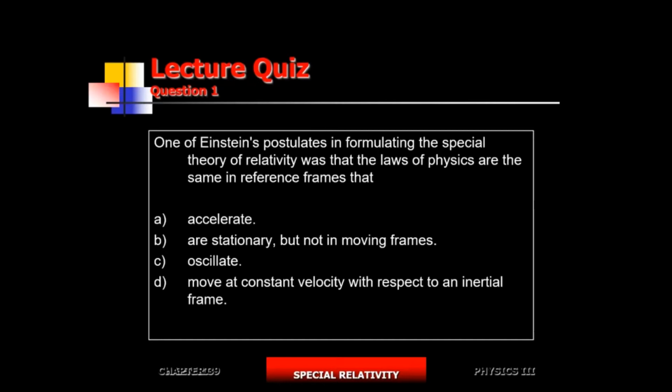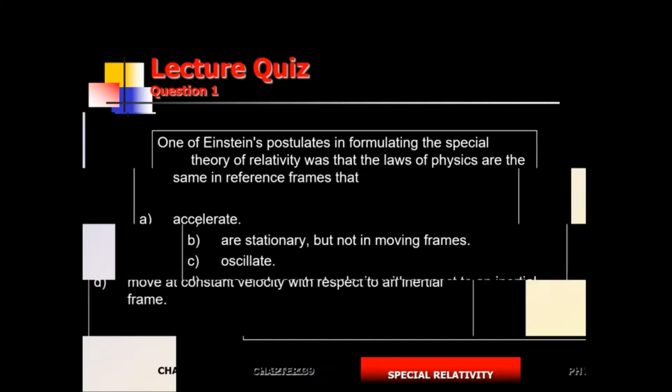Okay, so according to the first postulate, motion is going to be near the light speed in a straight line at a constant speed. So the motion is going to happen at a constant velocity. So D is the best answer.